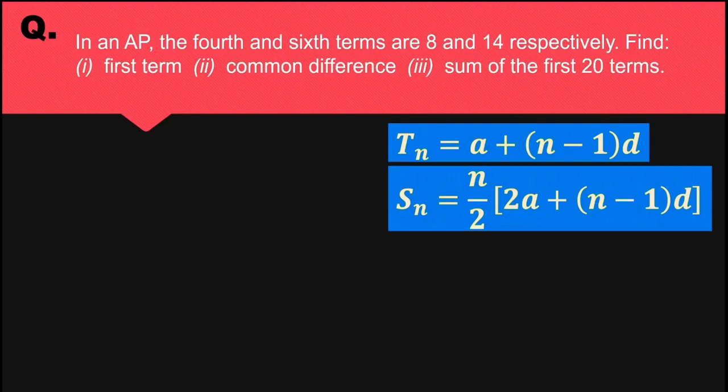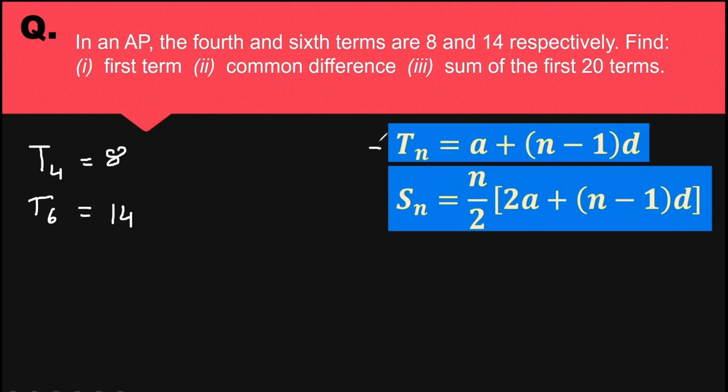Last question for this session. In an AP, the fourth and sixth terms are 8 and 14 respectively. Find the first term, the common difference, and the sum of first 20 terms. This type of question we have already taken up earlier in this session. So the given things here are T4 and T6. T4 is given as 8 and the sixth term T6 is given as 14.